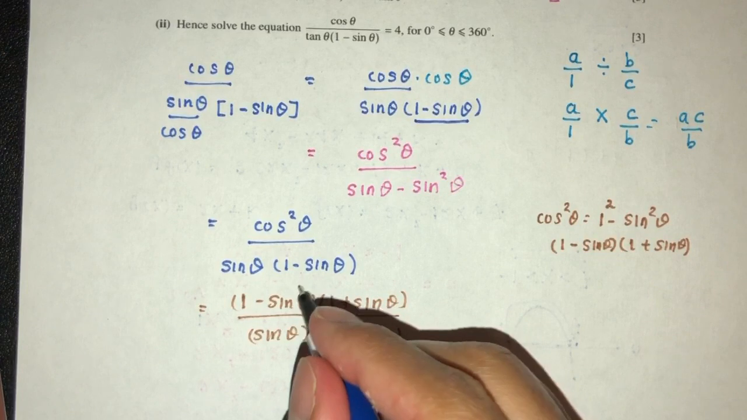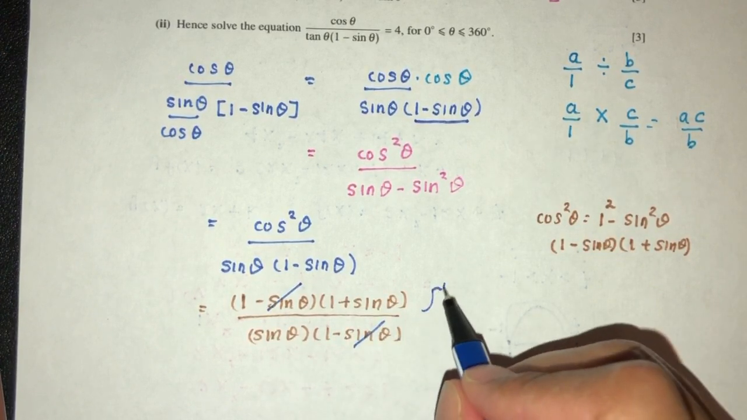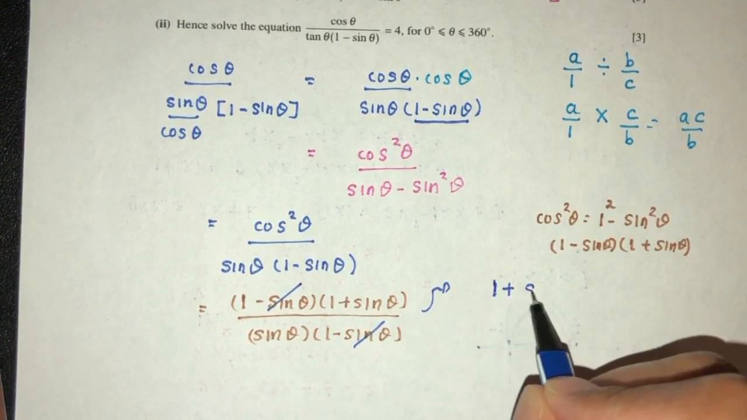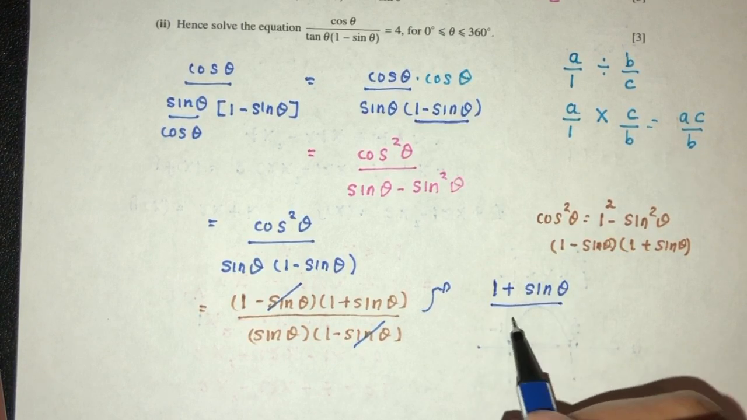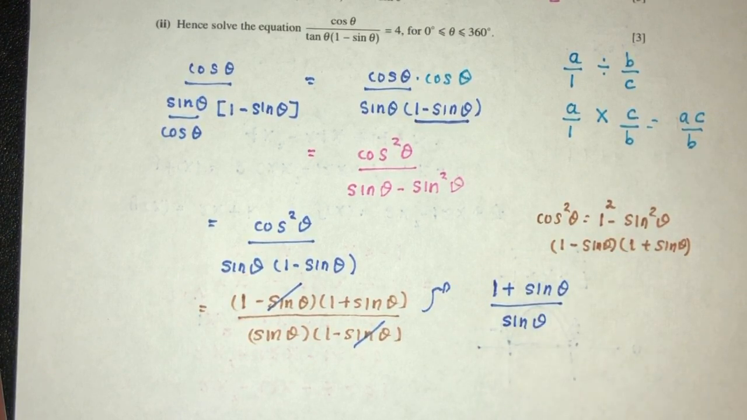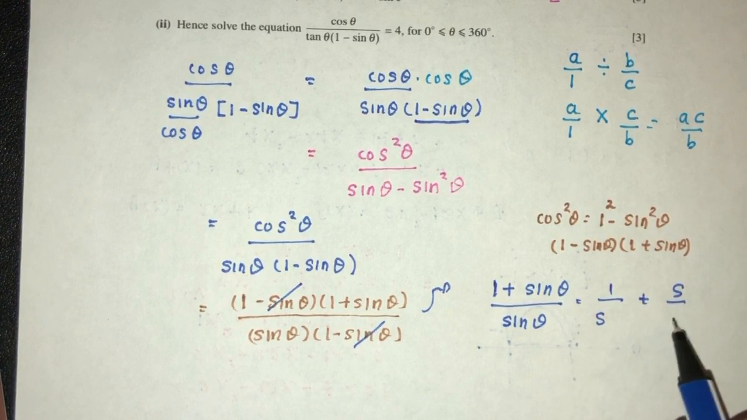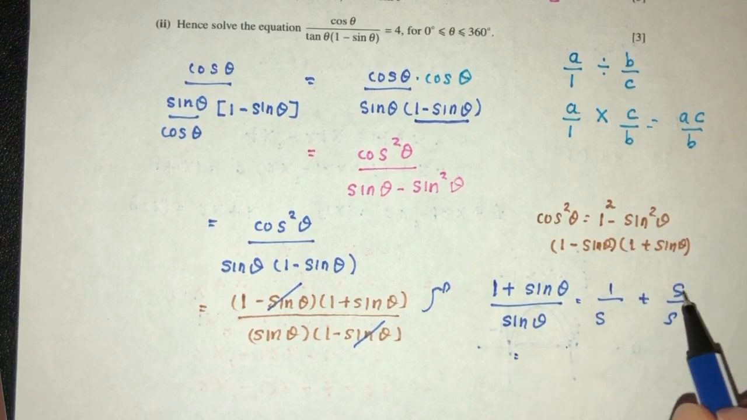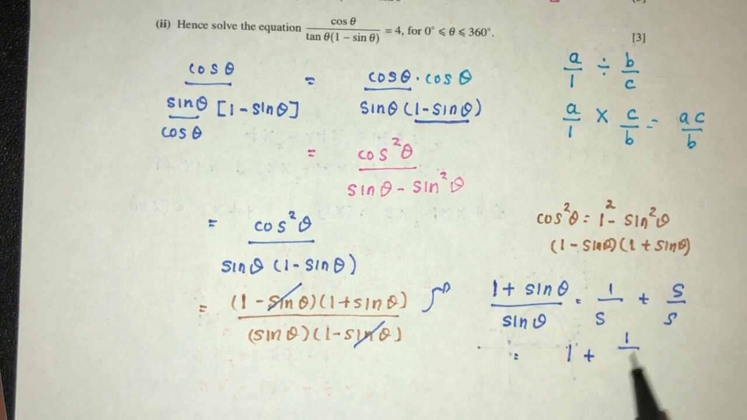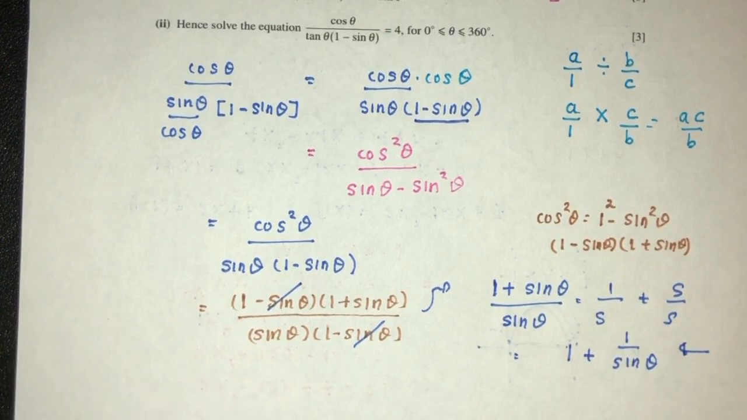So these two will cancel out. So you will have 1 plus sine theta over sine theta. Now we can break it down, obviously. It is simply 1 over sine plus sine over sine. That will be 1 plus 1 over sine theta. This is shown as required.